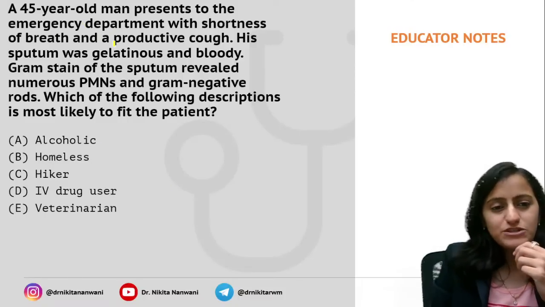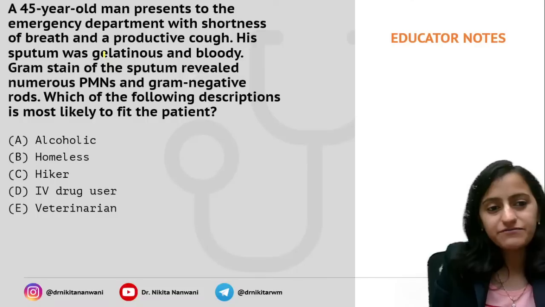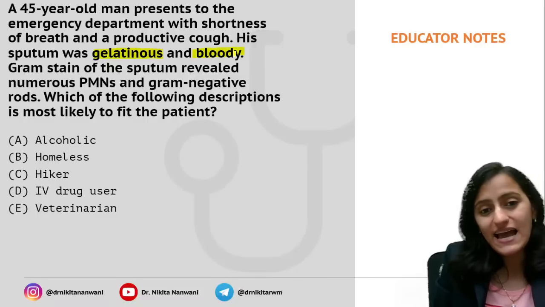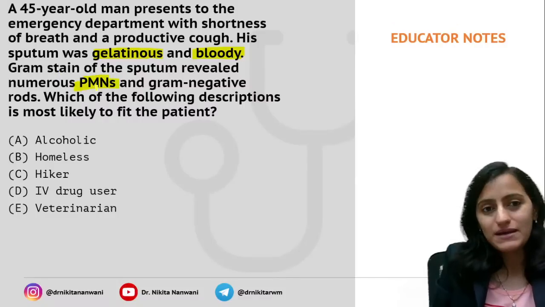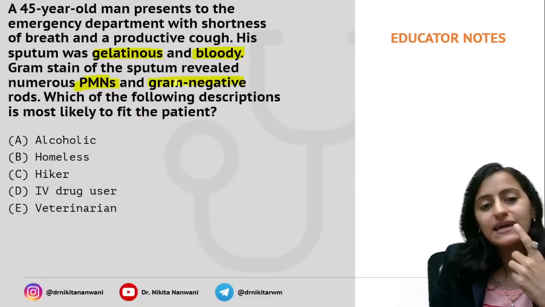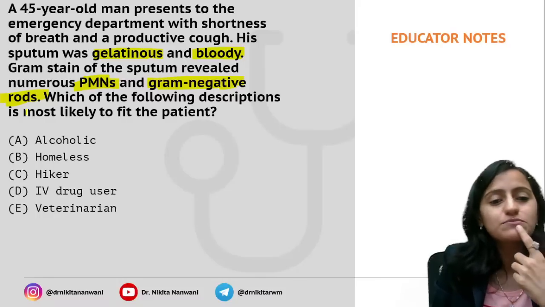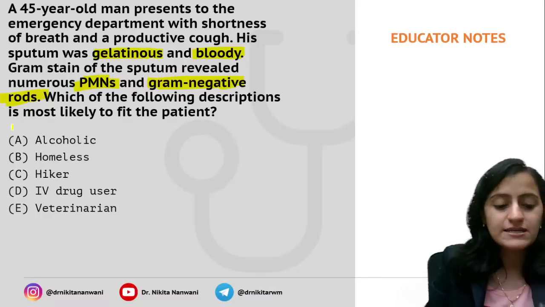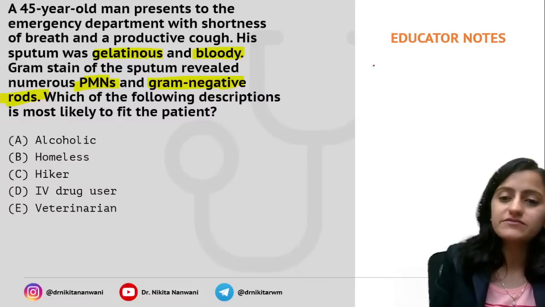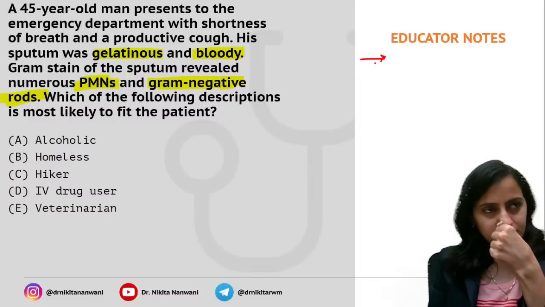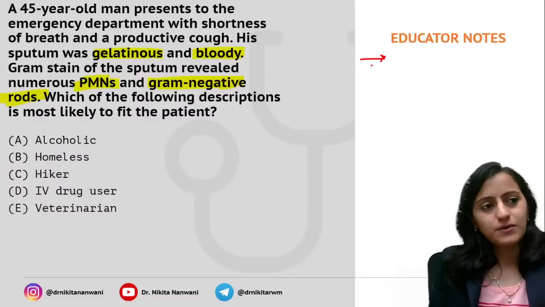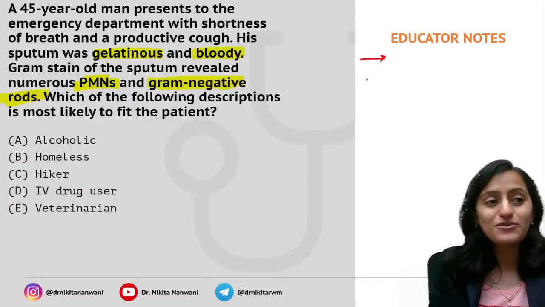A 45-year-old man presents with shortness of breath and productive cough. His sputum was gelatinous and bloody. Gram stain reveals numerous PMNs and gram-negative rods. Which of the following is most likely to fit the patient? So tell me first, what is the causative organism here that we are talking about?